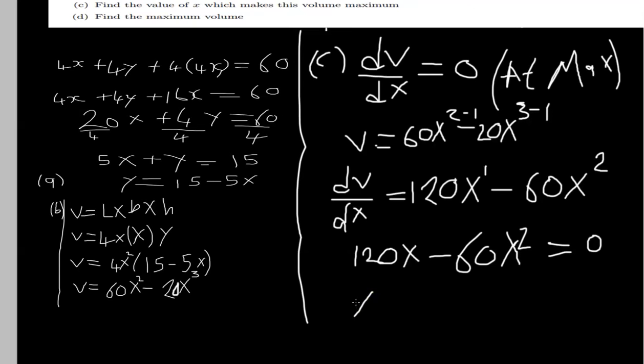So when we factor out x, we're going to have something like this. We factorize x there, so we're going to have x times 120 minus 60x, close brackets, is equal to 0.